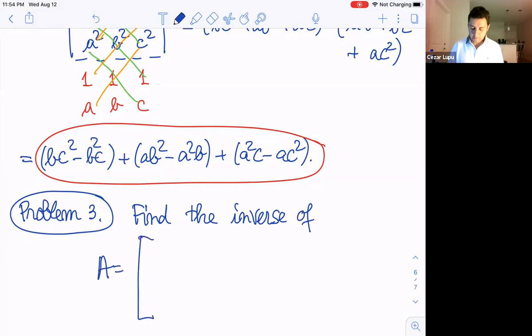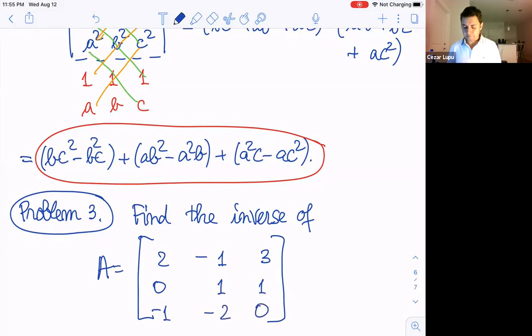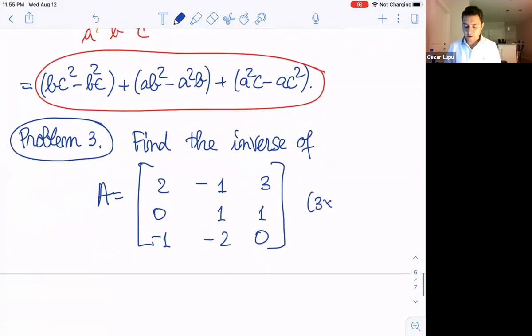This was matrix A, which had the entries 2, -1, 3, 0, 1, 1, -1, -2, and 0. Again, this is a 3 by 3. Okay, it says find the inverse of this matrix. Basically, we wonder who this guy is. But how do we know that the inverse actually exists?